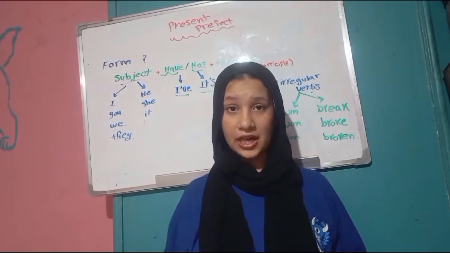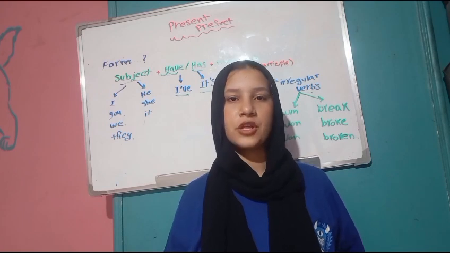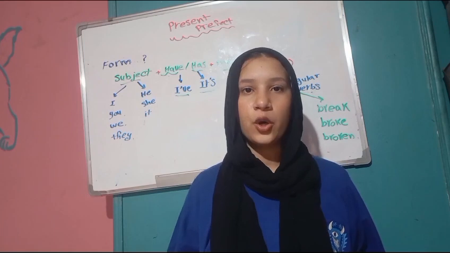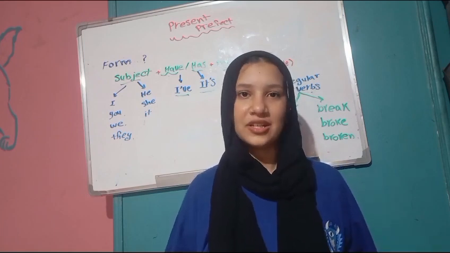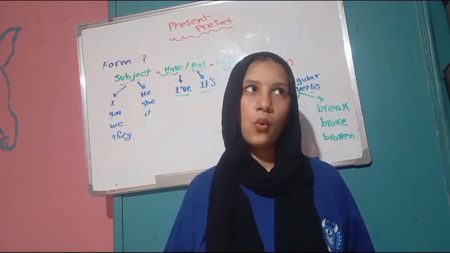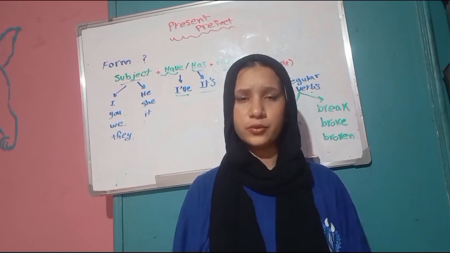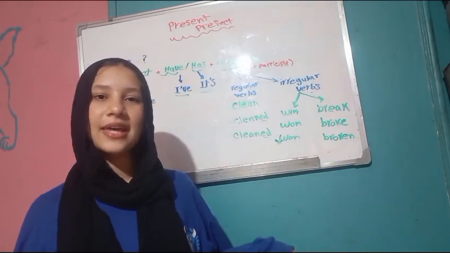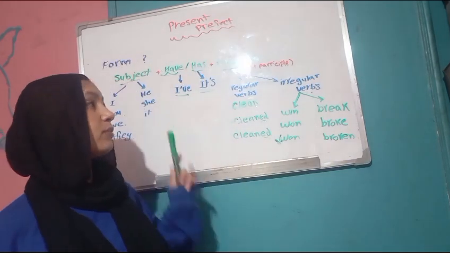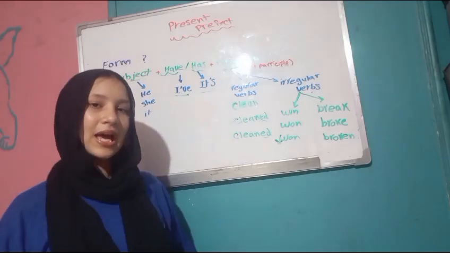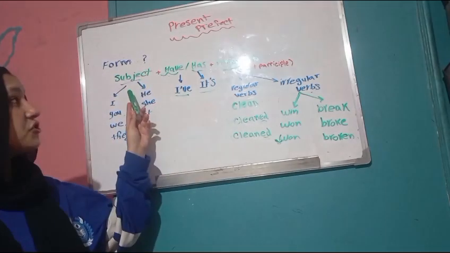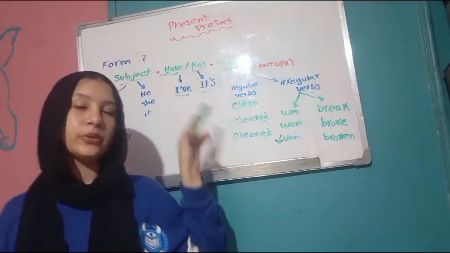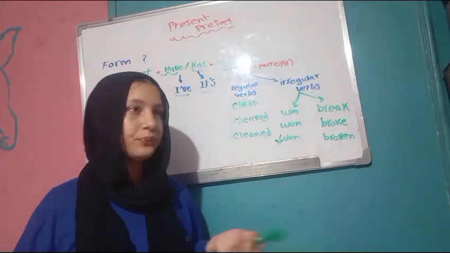In our lesson today, we will learn about the present perfect tense. Actually, before we learn about the present perfect tense, we must know the structure of the present simple tense, or what its form is. So right now, let's begin with the form of the present perfect tense. As we see here, the form is subject plus have or has plus the main verb.